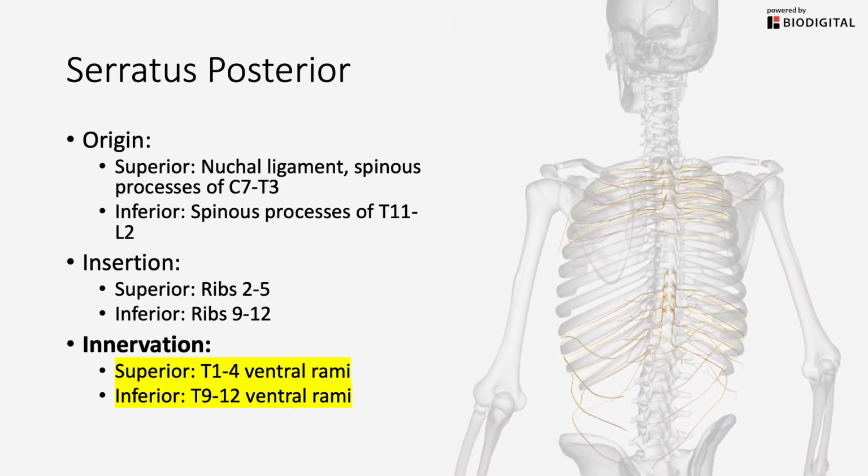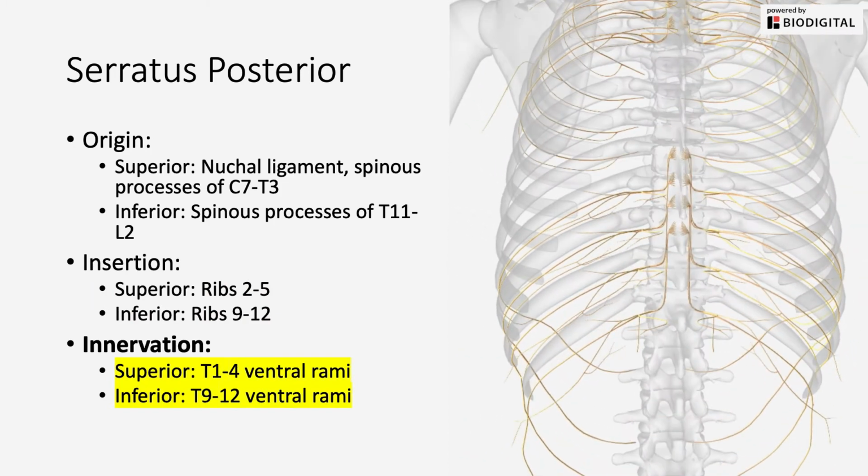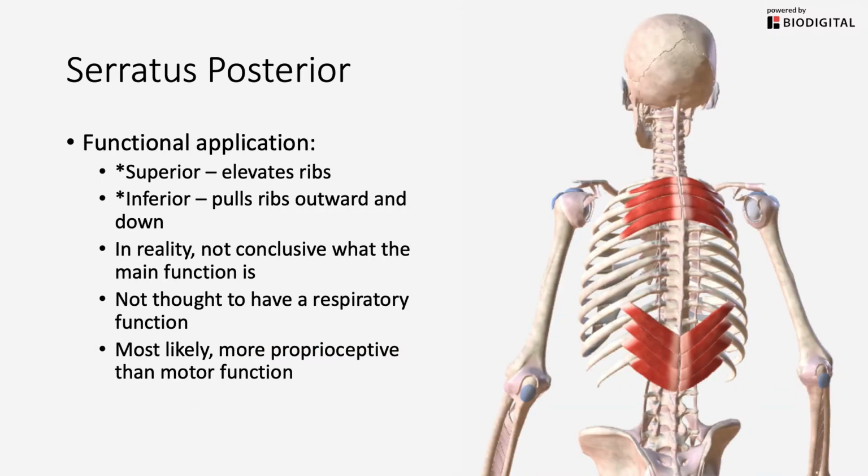The serratus posterior, both superior and inferior portions, are innervated by the ventral or anterior rami of corresponding levels. So the superior T1 through T4 and the inferior T9 through T12. And this is the fun fact about the serratus posterior, is that it is a muscle that typically is not covered widely in curriculums. I did not really know about the serratus posterior until I got to my graduate program.